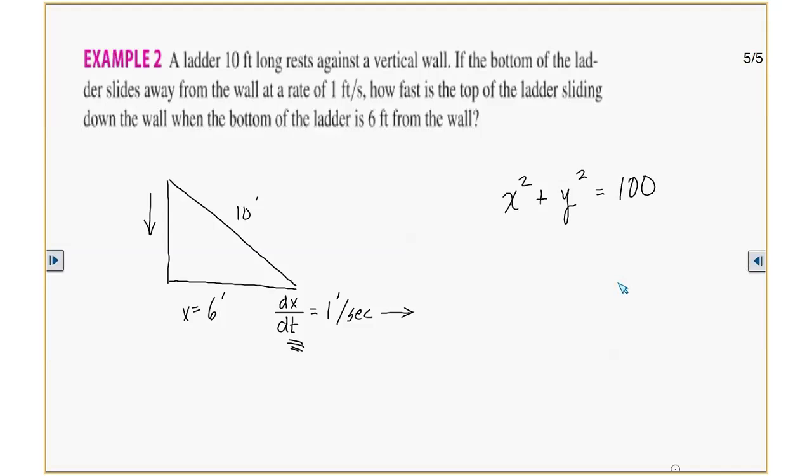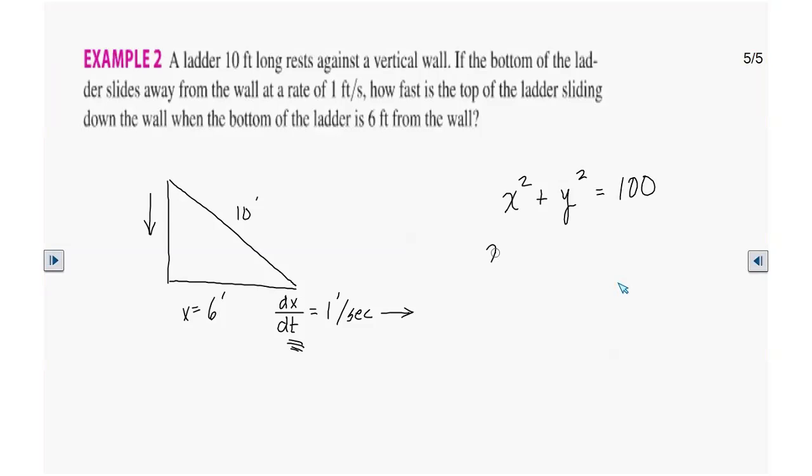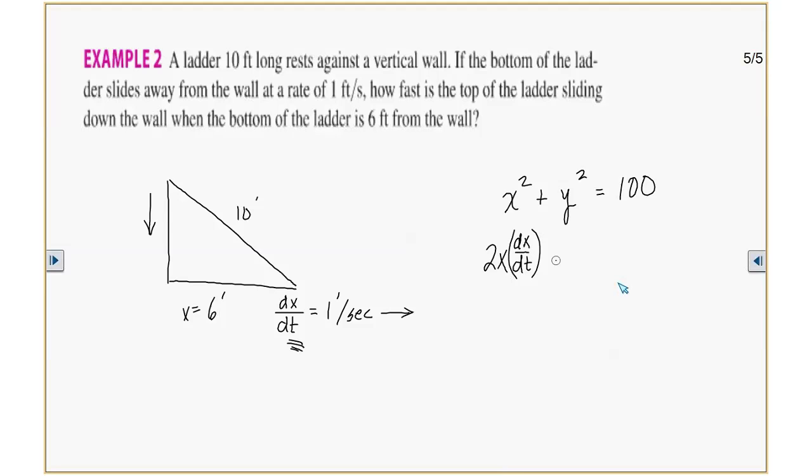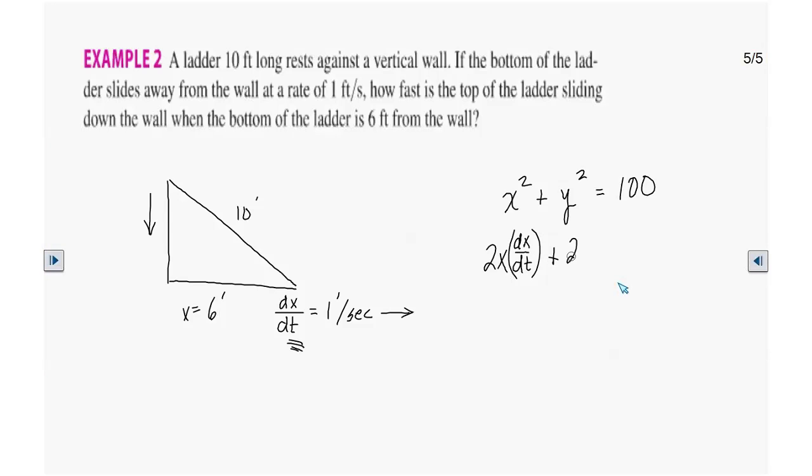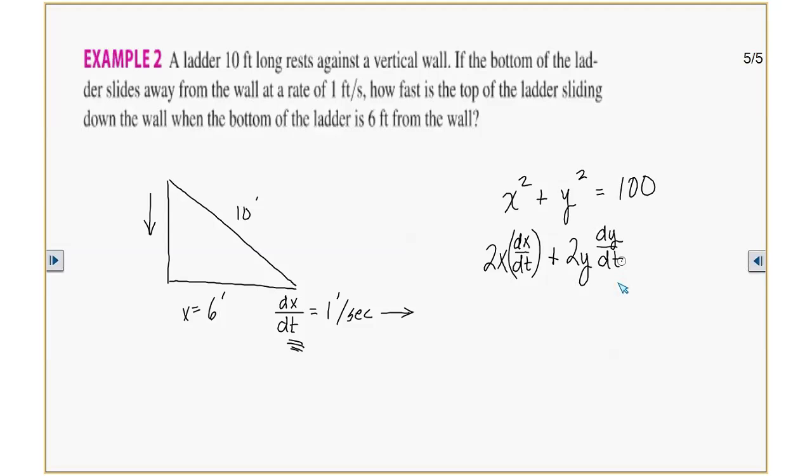So take the derivative. So this is going to be 2x dx dt using implicit differentiation plus 2y dy dt equals, I'll do this one for you, 0.